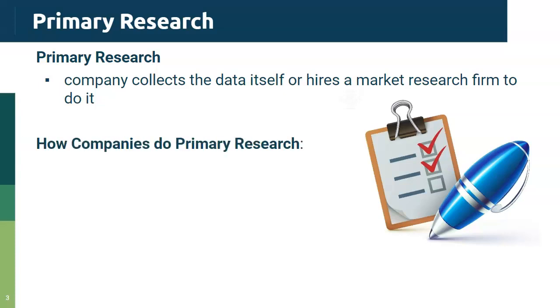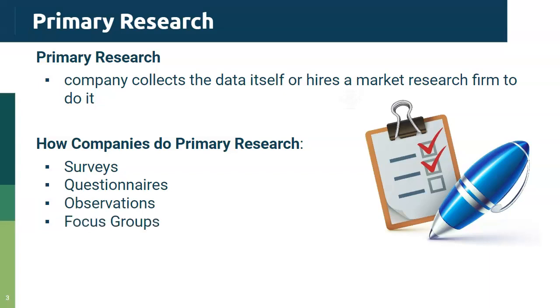So how do companies do primary research? Well, they do surveys, they can do questionnaires, which are slightly different than surveys, observations, and focus groups. Focus groups are when you get a small number of people together, usually 8 to 12 people with variations, and you ask them targeted questions. You might get them to try out a product or service and then see their reaction.